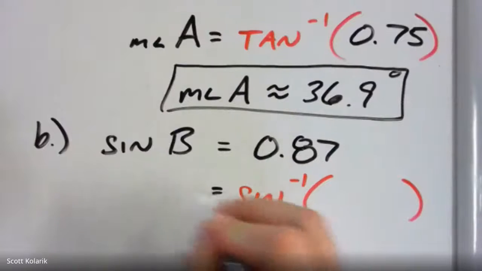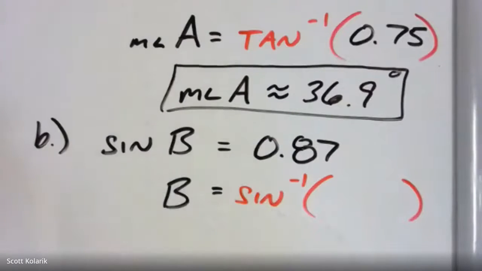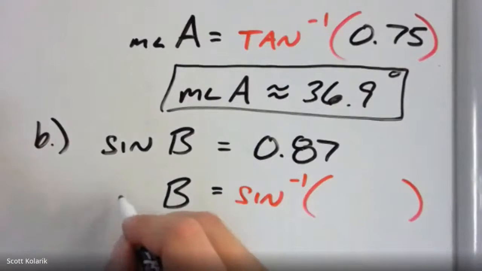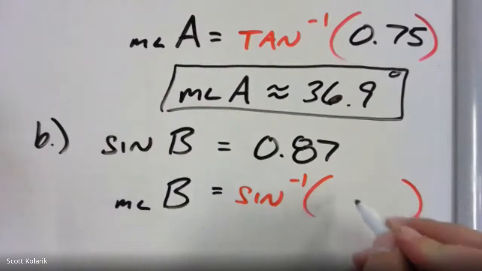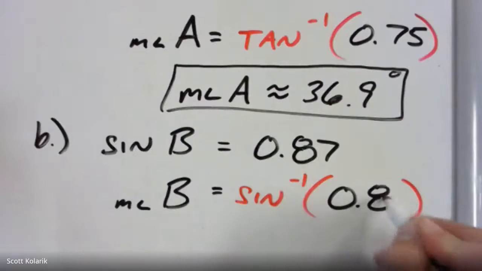On the left-hand side, I'm going to be left with just B. Now, B, again, is an actual angle measurement, so that's where I use this notation just to let myself know it's the measurement of some angle B. And what am I taking the inverse sine of? That other side, which is 0.87.